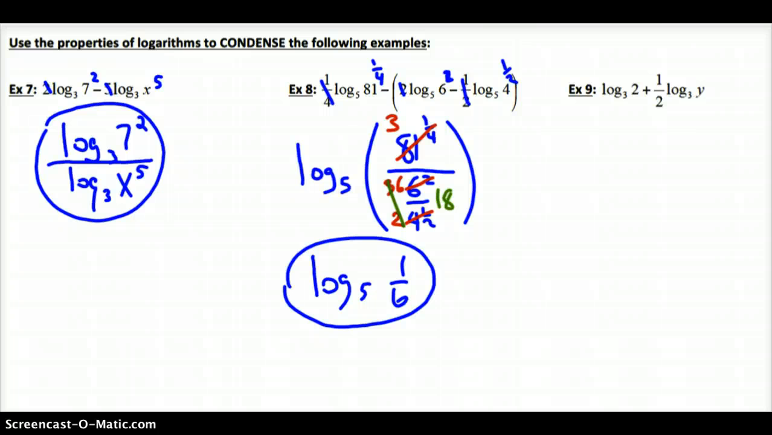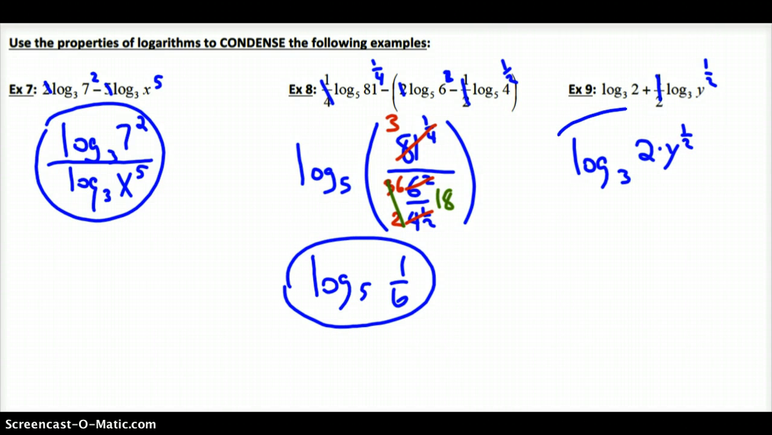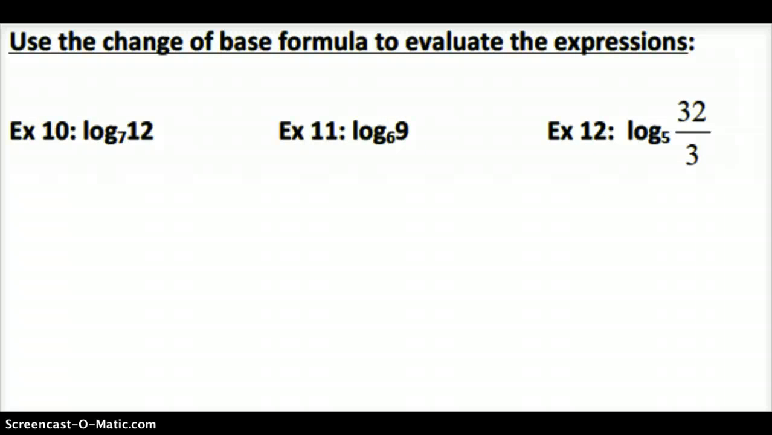Back here to example 9, first step, 1/2 power. I've got a sum, so log base 3 of 2 times y to the 1/2 power. And we are done.